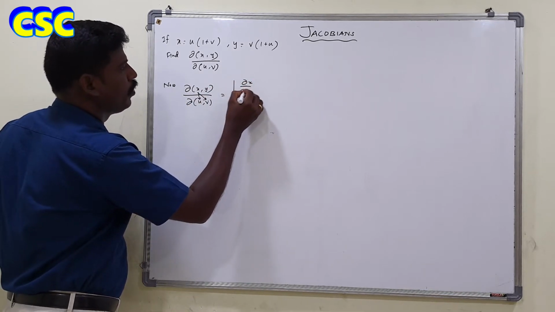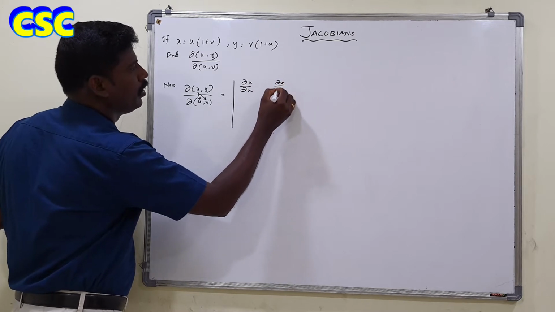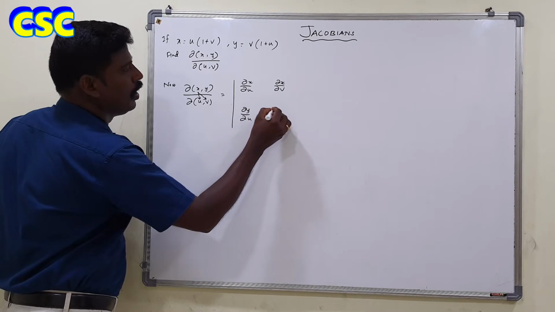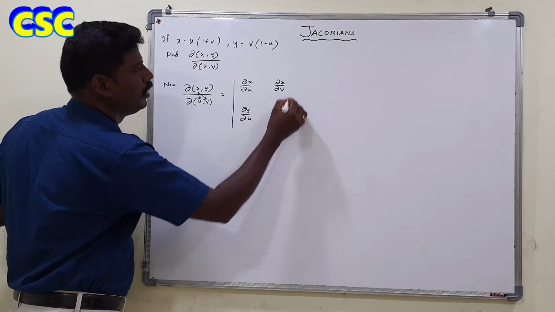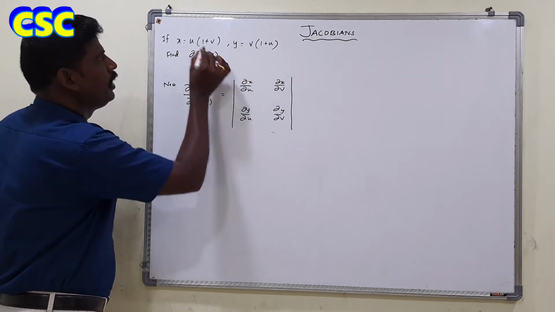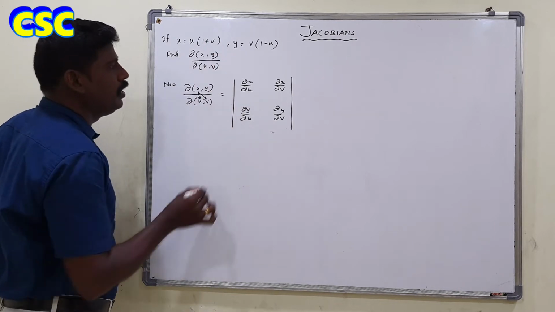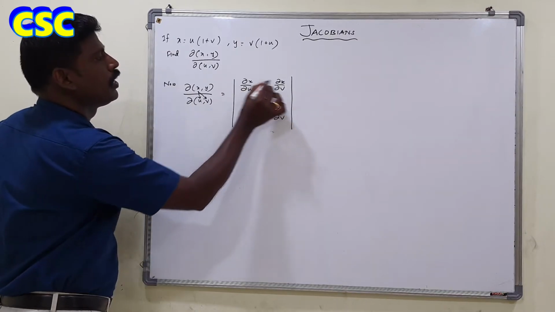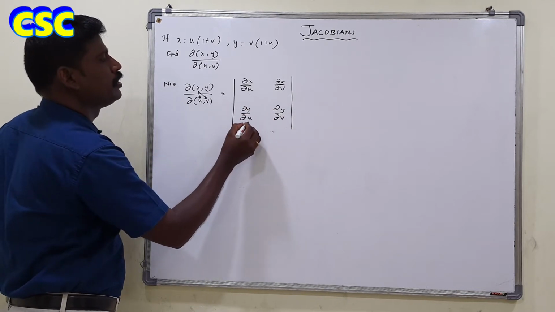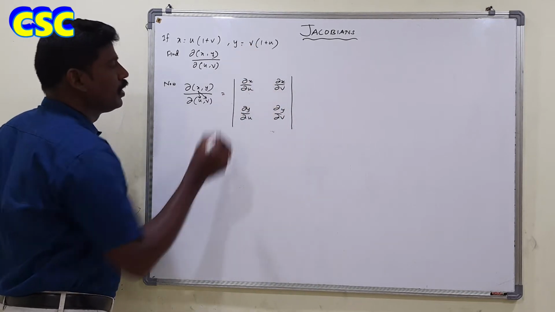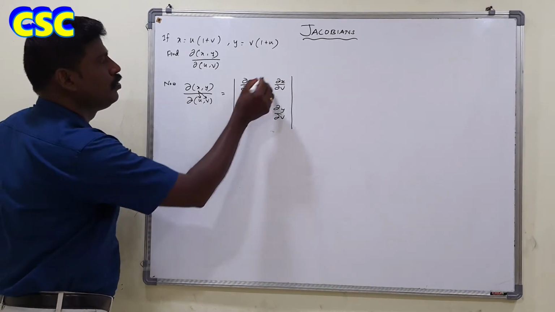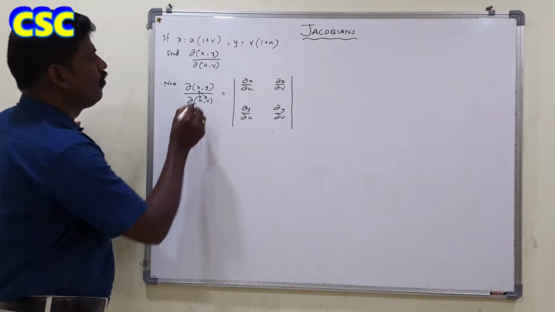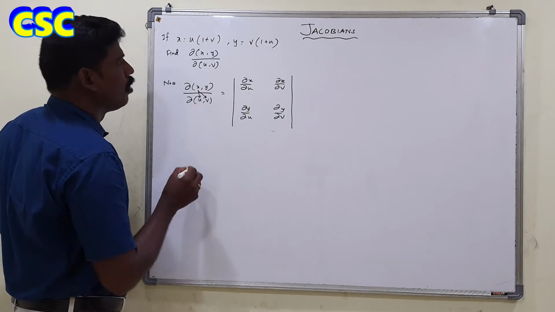same like that, dou y by dou u and dou y by dou v, right? So x and y are given in terms of u and v. Taking the partial derivative of x with respect to u and v, you can get these two values. Similarly, y with respect to u and v, you can get these two. Substitute all these four values here and simplify it. You can find out the value of dou of x comma y with respect to dou of u comma v.